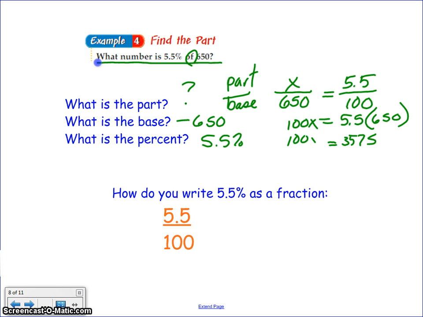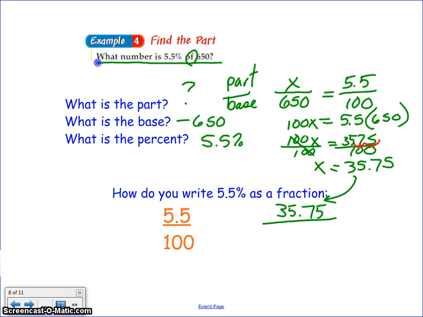So 100x equals 3575. Divide both sides by 100. We find out that x equals 35.75. And actually, dividing by 100, remember, you can just move the decimal. You have 2 zeros, so you move the decimal 2 places, right? You get 35.75. What does that mean? That means that 35.75 is that part of 650, which is the same as 5.5%.